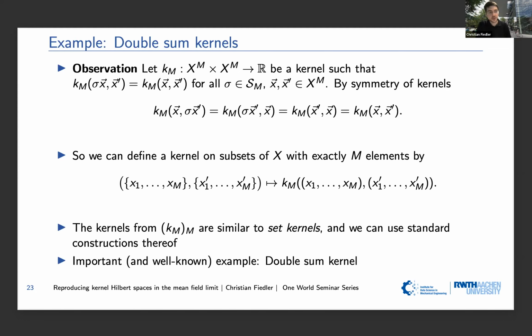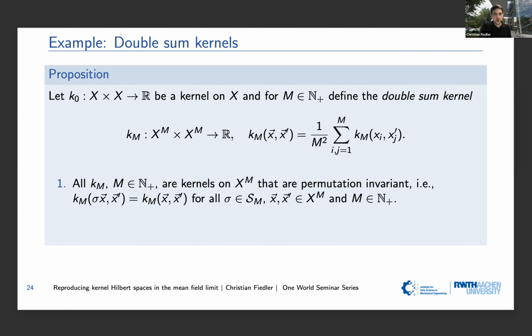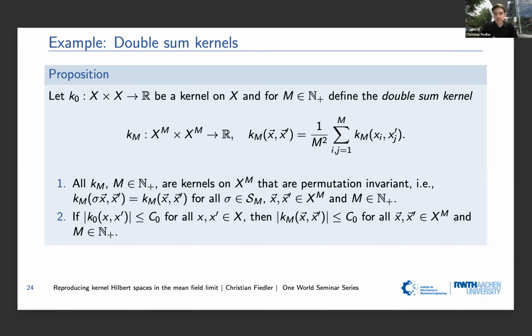And in fact, there's a very classic construction called double sum kernels, which can be used here. So the idea is as follows. We fix a kernel, also called base kernel. And then for each m, we simply evaluate this kernel over all pairs with inputs from the two input tuples. We sum over them, and then we normalize. It's very well known that the resulting object is in fact a kernel, and that it's permutation invariant as we wanted. And conveniently, if the base kernel is bounded, then so is the resulting double sum kernel.